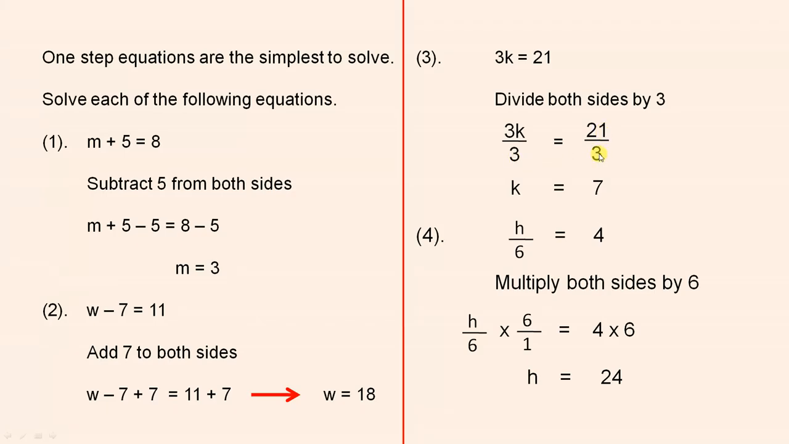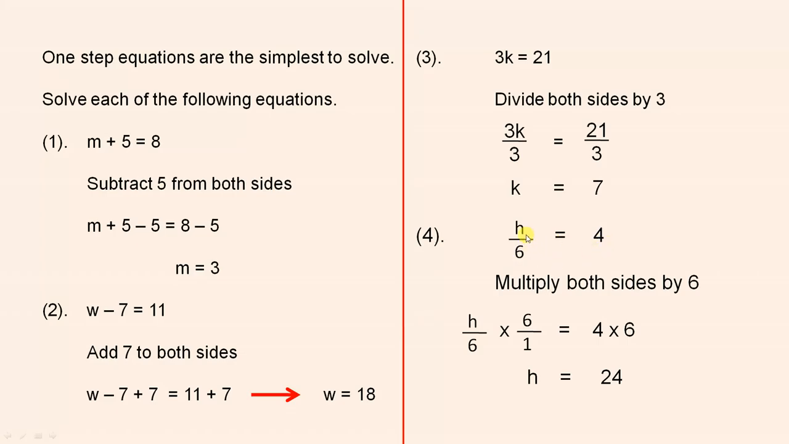We've done the same operation on both sides, and that keeps the equation balanced. The 3's cancel, because 3 over 3 is 1. So that side gives you k. There it is there. 21 divided by 3 is 7. So k equals 7. And the only operation we performed was that we divided both sides by 3. One step. Finally, h over 6, which is h divided by 6, equals 4.